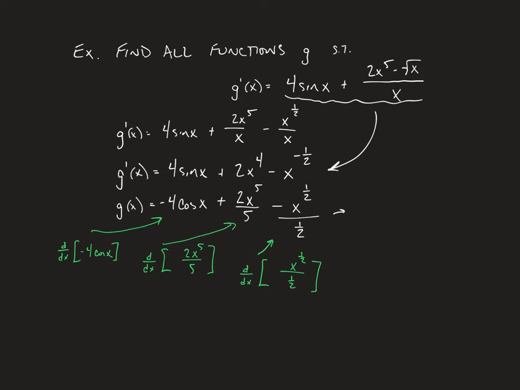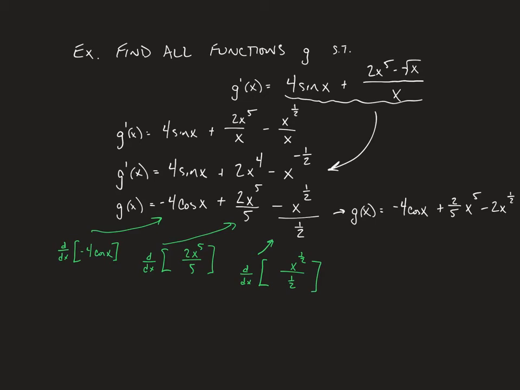I'm just going to rewrite it. G of x equals negative 4 cosine of x plus, I prefer to write my fraction in front there, but you can write it however you'd like. And then lastly, when I divide by 1/2, that's the same as multiplying by 2. So I'm going to write minus 2x to the 1/2.